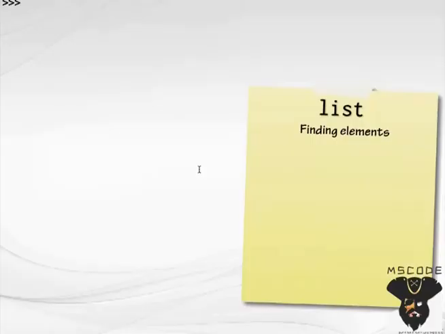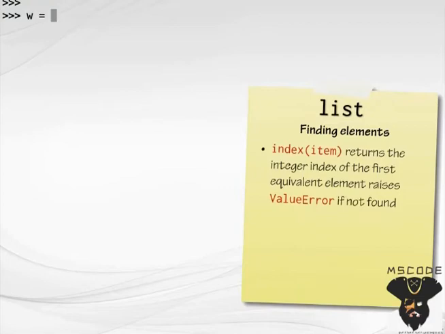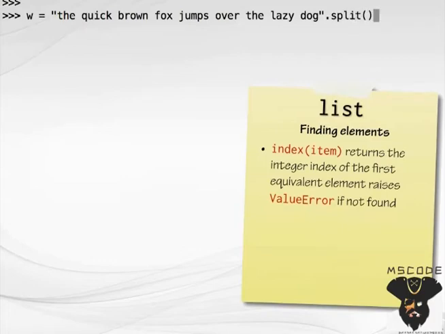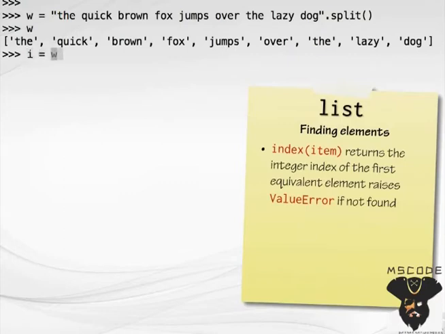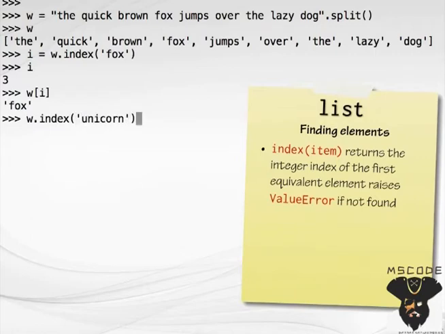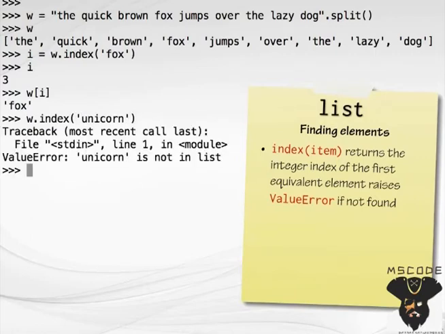To find an element in a list, use the index method passing the object you're searching for. The elements are compared for equivalence or value equality until the one you're looking for is found and its index returned. Here we create a list W containing the words "the quick brown fox jumps over the lazy dog" using the string split method. Searching for fox using the index method returns the integer 3, which of course allows us to get hold of that element. If you search for a value that isn't present, like unicorn, you'll receive a value error, which we'll learn how to handle gracefully in the next module.